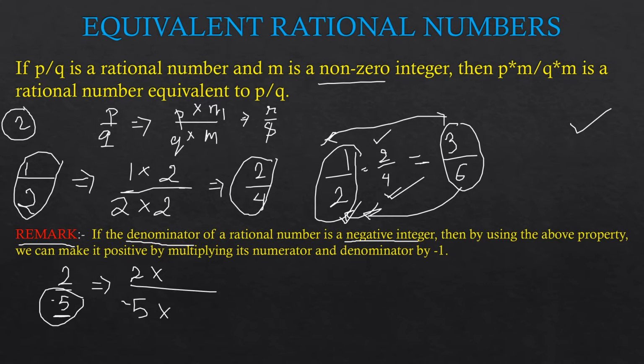So what are we using here? We are using minus 1 if we have a negative integer in the denominator and we have to make it positive, and for numerator and denominator we always use the same operation. So 2 into 1 gives us 2, and plus and minus gives us minus. 5 into 1 gives us 5, and minus always gives us plus.